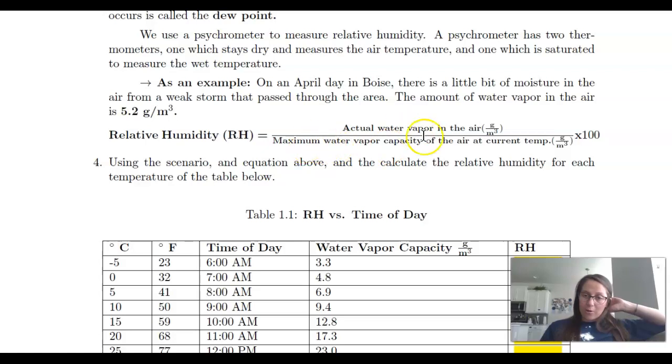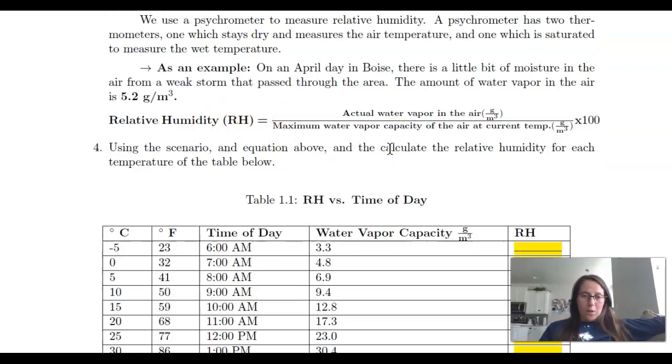So this value down here is a set value. Say that if the temperature is 0 degrees Celsius, the maximum water vapor capacity that the air can hold at that temperature is always 4.8 grams per meter cubed. So there's always a set value for this bottom part depending on the temperature that you're experiencing. This actual water vapor in the air value does change depending on what you're measuring. And then whatever division you get, you're going to multiply that times 100 in order to get the relative humidity, so to make it a percentage.